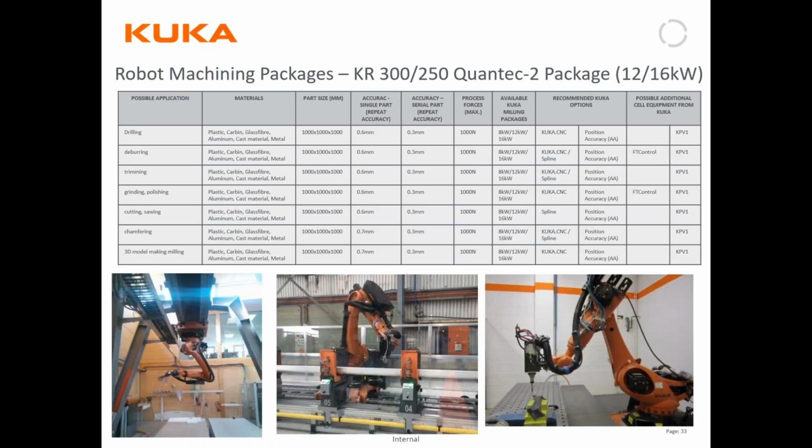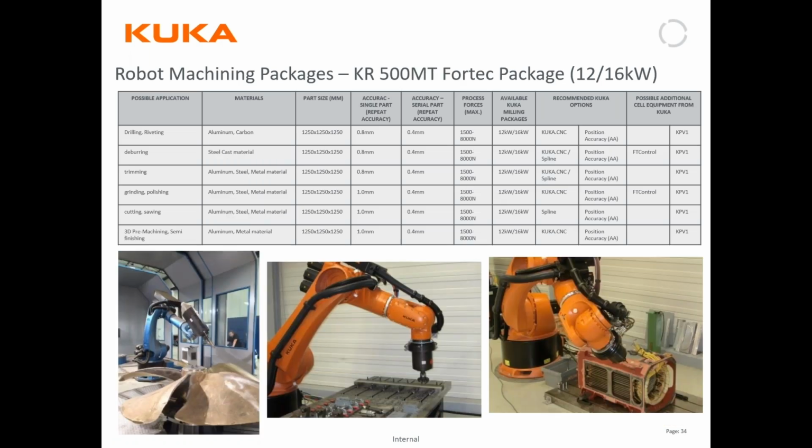Then comes the Quantec 2 package for KR300 and 250 robot. It's suitable for applications like drilling, deburring, trimming, cutting, chamfering, etc. You can use plastic materials, glass fibers, aluminiums, cast materials, and so on for this. The part size considered here is 1000 by 1000 by 1000, with which we got a single part accuracy of around 0.6 to 0.7 millimeters and a serial part accuracy of 0.3 millimeters. The maximum process force was 1000 newtons. Available with all the three: 8 kilowatt, 12 kilowatt, and 16 kilowatt package.